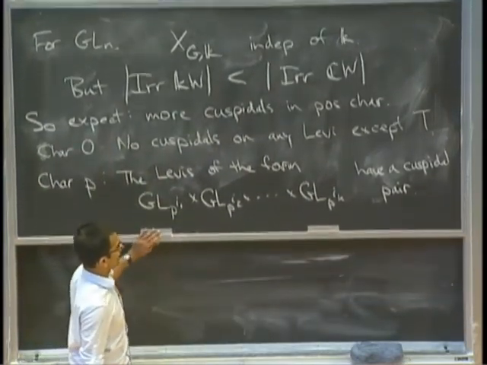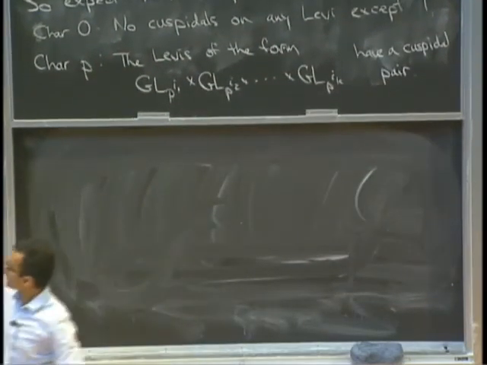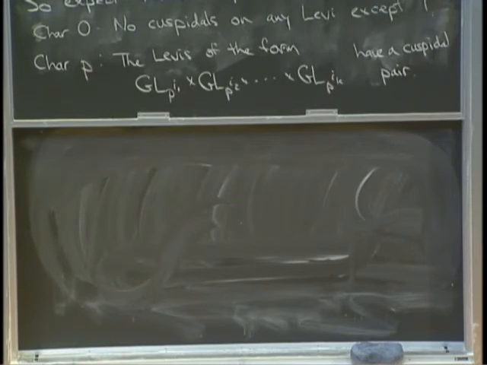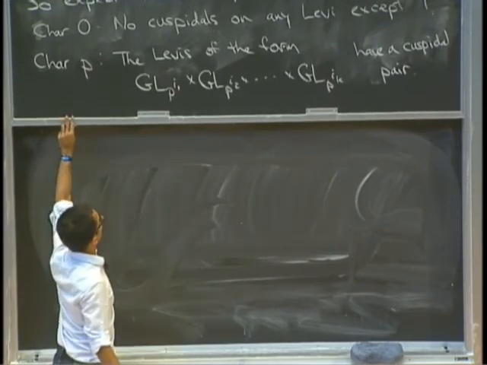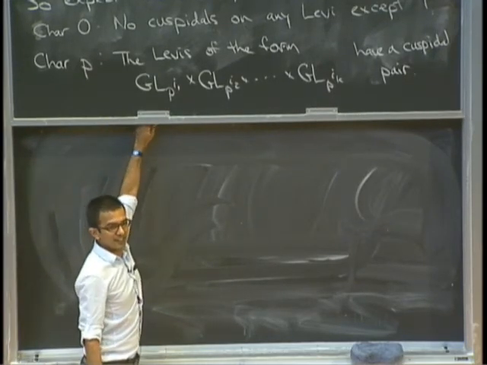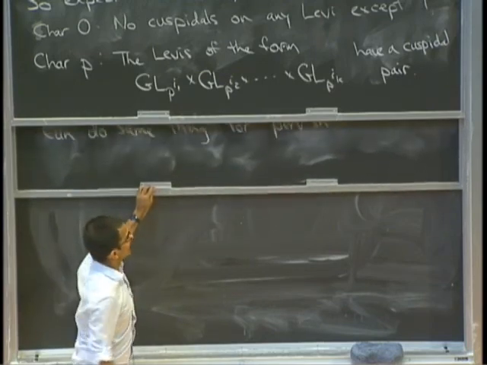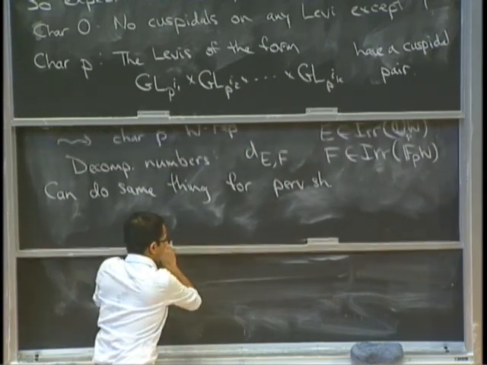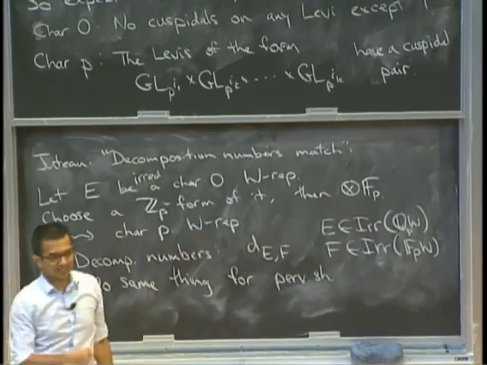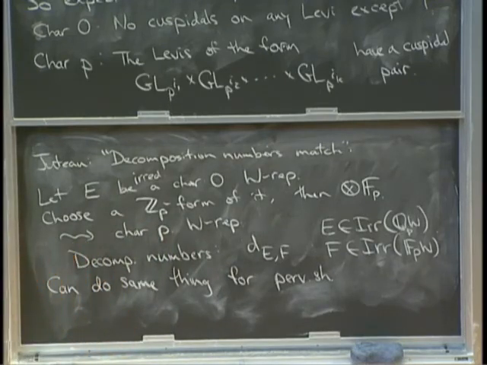So initially, the first evidence for it, before this theorem was proved, was that the combinatorics worked out: if you add up the number of mod p representations of all the relative Weyl groups for Levis like that, you get exactly the total number of partitions of n.